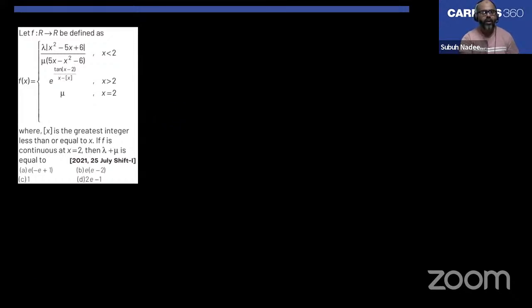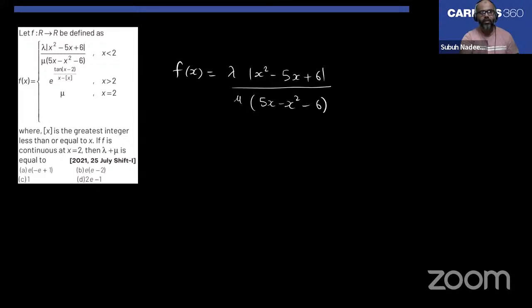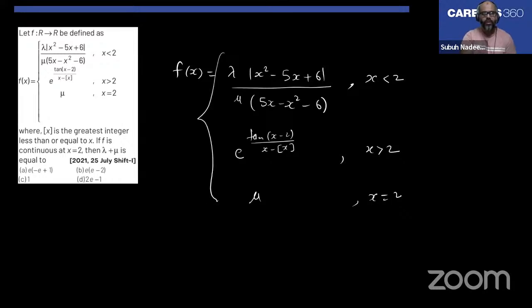So the first question says: let f be a function from R to R defined as f(x) equals lambda times mod of x square minus 5x plus 6 upon 5x minus x square minus 6 when x is less than 2, and it is e to the power tan(x minus 2) by x minus greatest integer of x if x is greater than 2, and mu if x is equal to 2. So this is the function which is given.